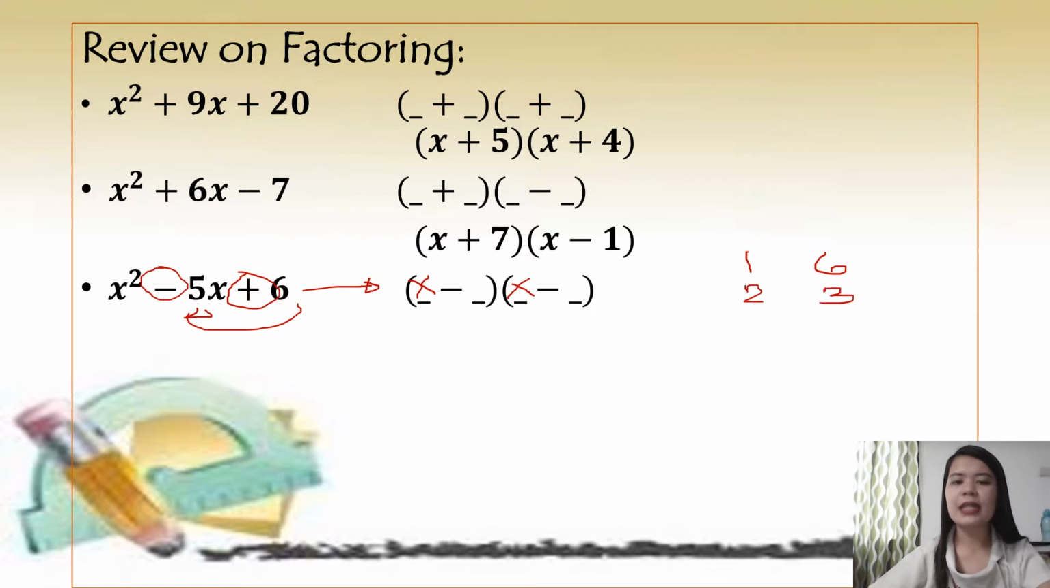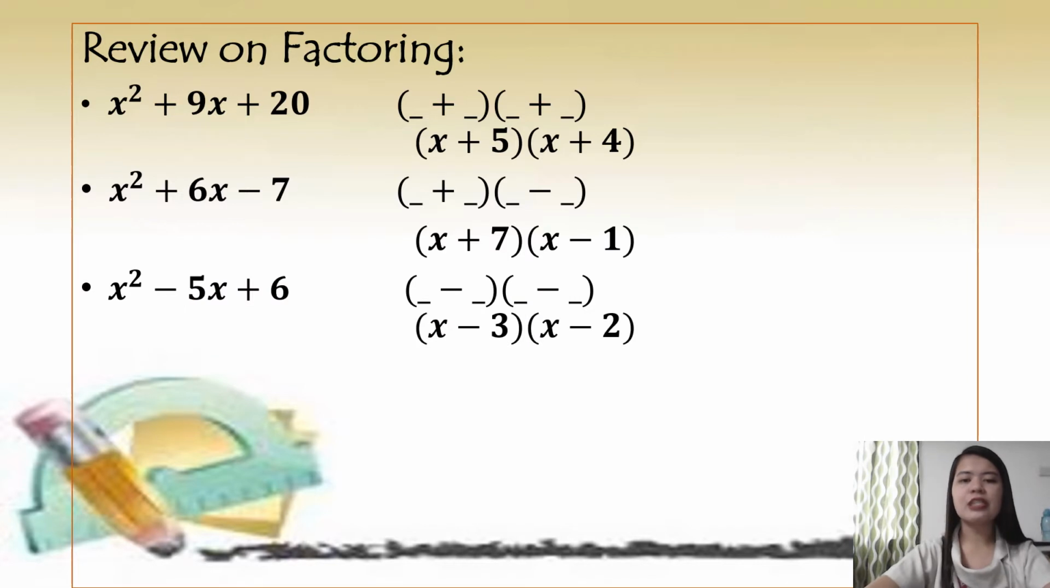From this, we can already see which one we will use. 2 plus 3 is 5. So it means we will have 2 and 3. So the factors are x minus 3 and x minus 2. It can be x minus 2 first, or it can also be x minus 3 first.